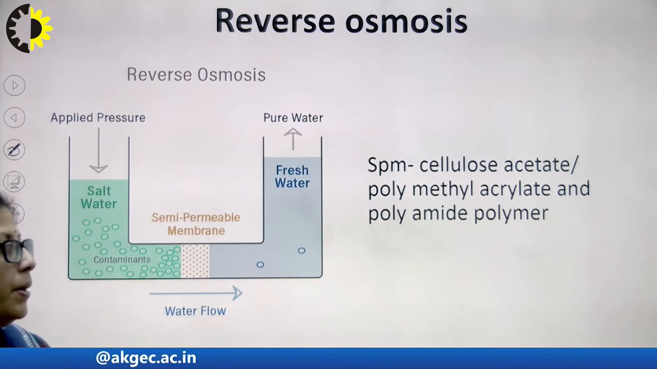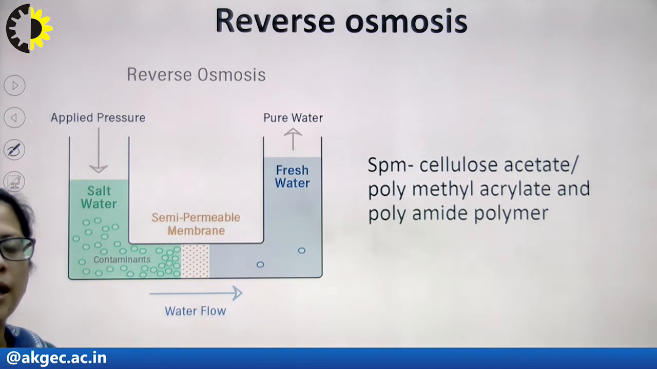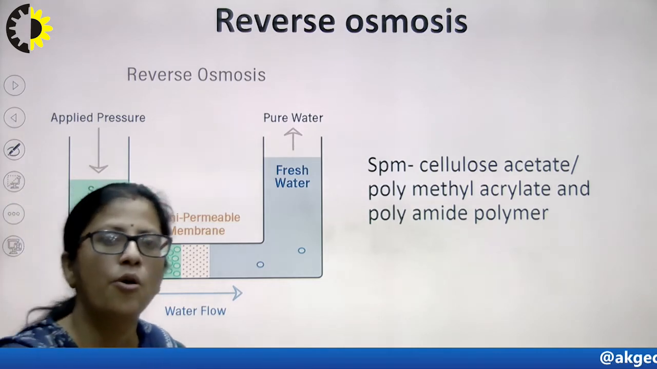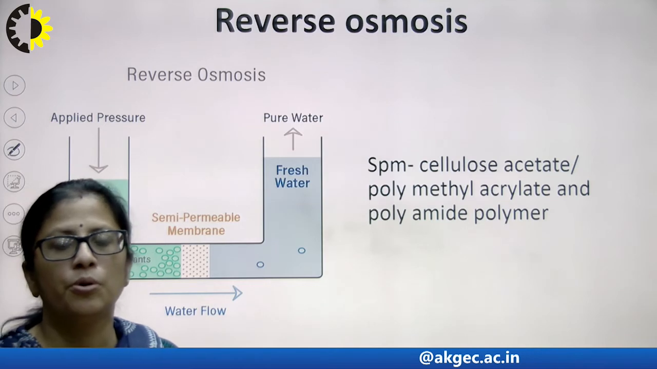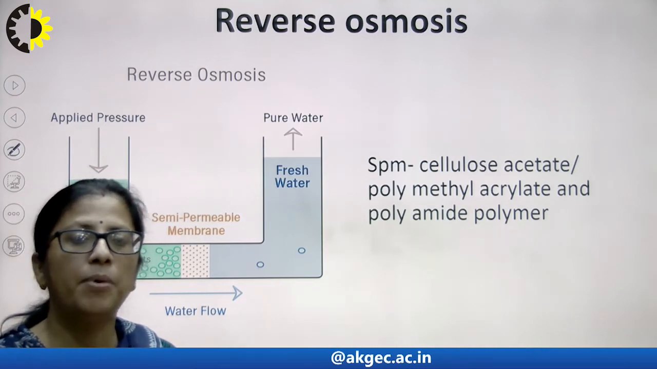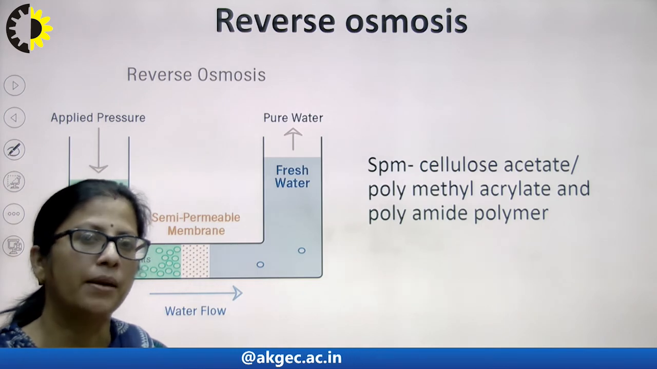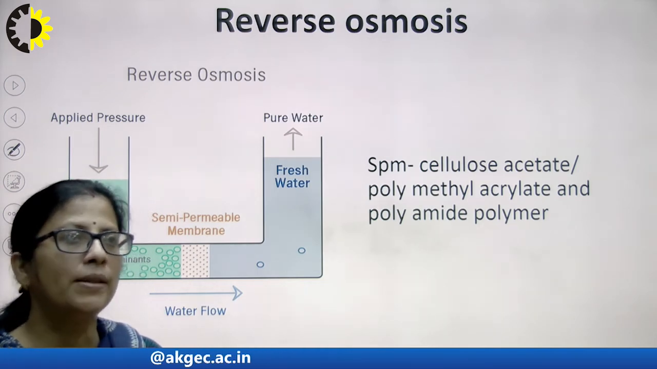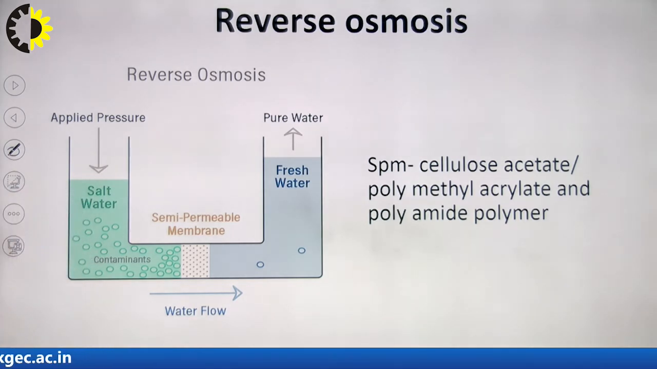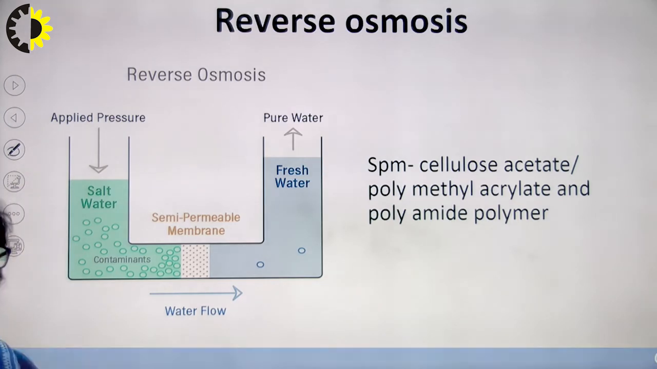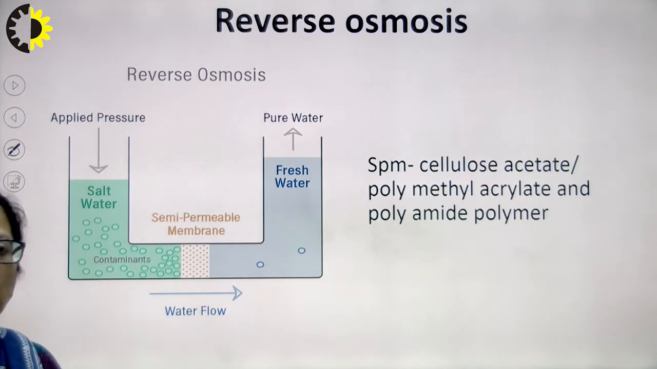Now, reverse osmosis is a totally different kind of process. Two solutions having different concentrations of salts are separated by a semi-permeable membrane, and water flows from the low concentration solution to the high concentration solution, so that the concentration on both sides becomes the same. This is a natural process and it is known as osmosis.